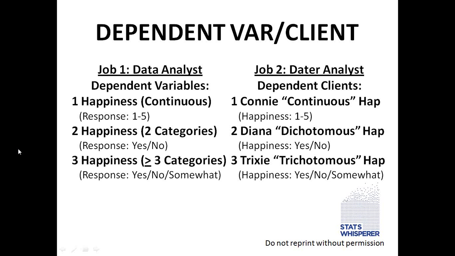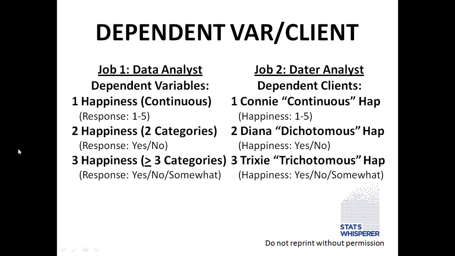So job 2, our dating, you're going to be a data analyst, right? Our dependent clients, we try to keep them parallel. We have Connie, continuous happiness, right? So she has the continuous emotional type. She has a wide range of emotion, a wide range of happiness from 1 to 5. You might even say that they're the happiness sisters, the 3 happiness sisters, right? Just like the constructs are the same, they're from the same family, so are they, right?